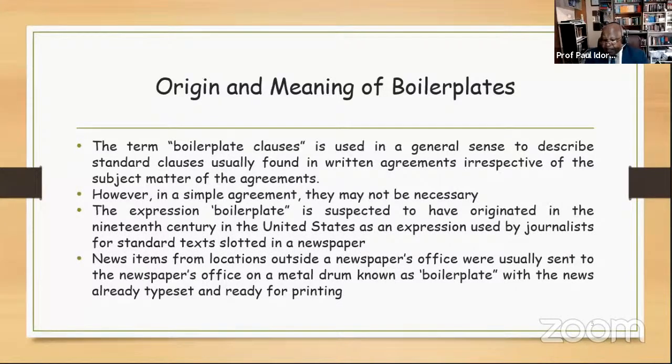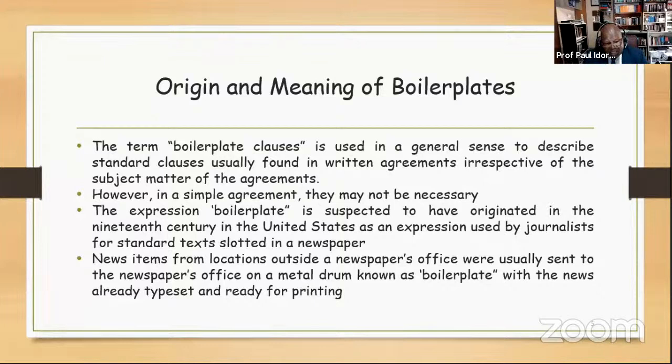The term boilerplate is used in the general sense to describe standard clauses usually found in written agreements, irrespective of the subject matter. Now, like I said earlier, they may not be necessary, but for instance, there is no contract that has no commencement clause. There's no contract. And commencement is one of the issues we are going to discuss today.